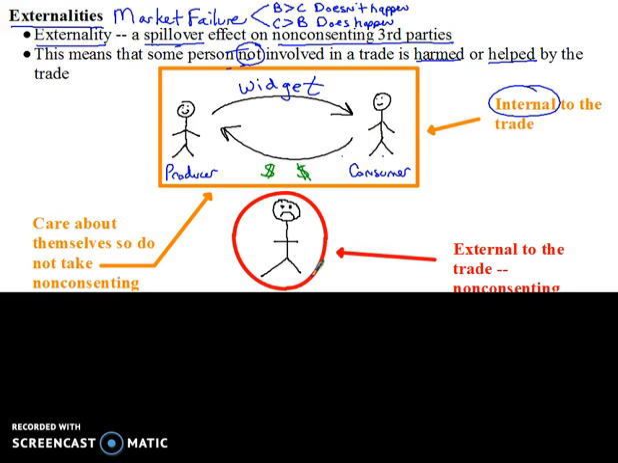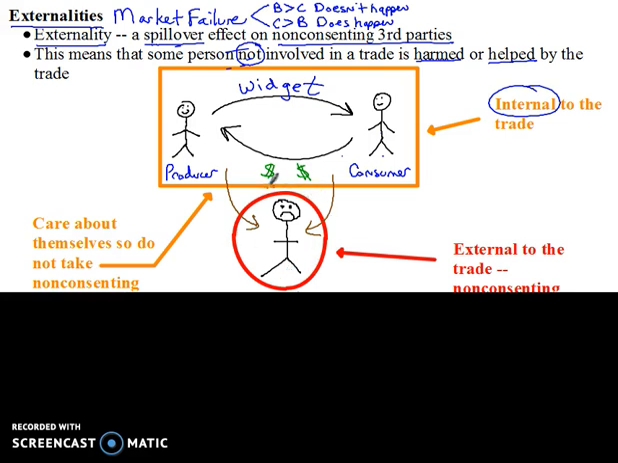However, there is the possibility that there's some third person who was not involved in the trade, and he suffers as a result of the trade for some reason. For example, a typical thing that might happen is that when this guy produces widgets, it creates pollution. Maybe pollution goes into the air, and that pollution harms this guy. He gets sick. He has to go to the doctor, and so that's very costly for him. So this guy is going to have to incur costs even though he was not involved in the trade.